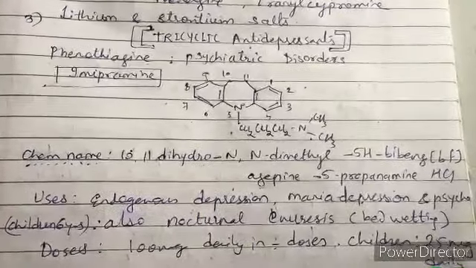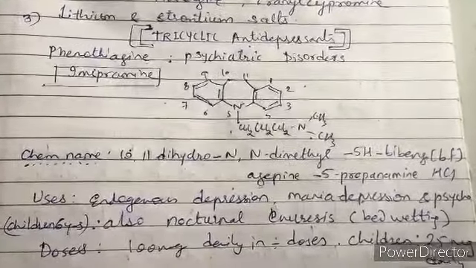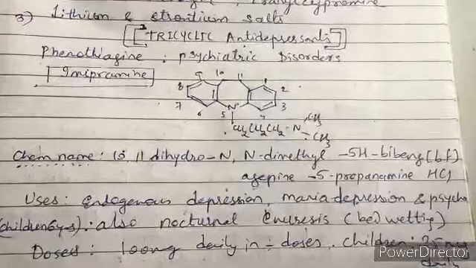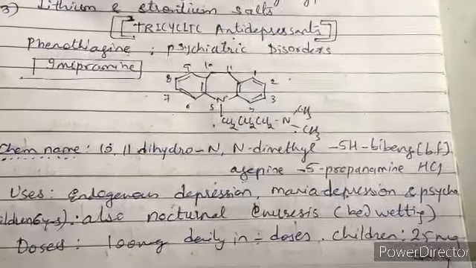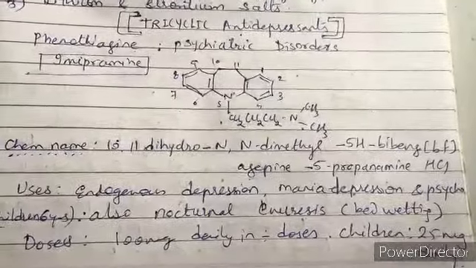The dosage is 100 mg daily. It is also used for nocturnal enuresis, that is bedwetting in children, so the dose there is 25 mg daily.